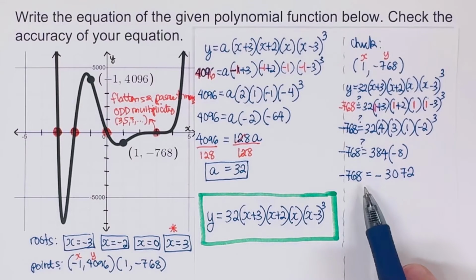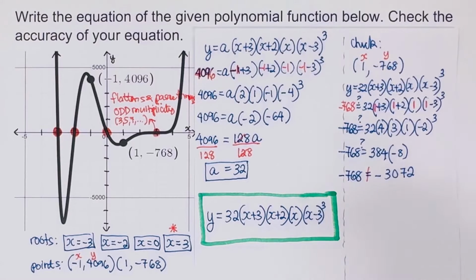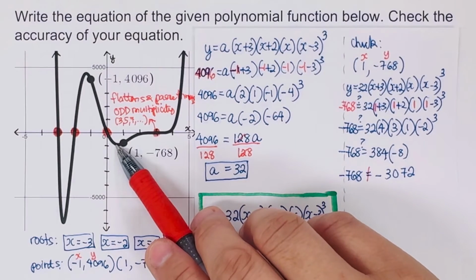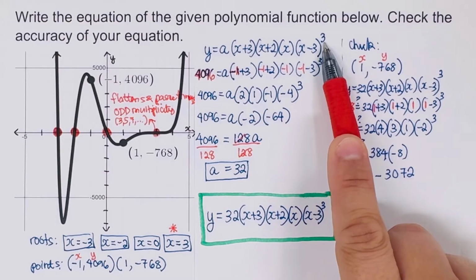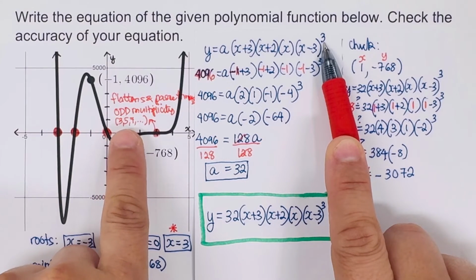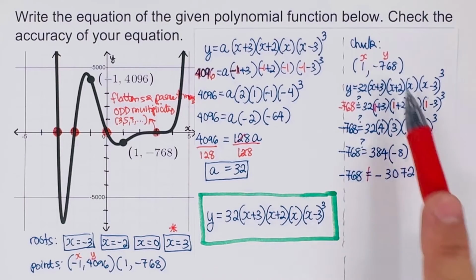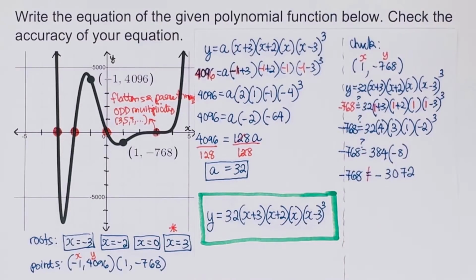If you notice, the left side and the right side of the equation are not equal, because we have -768 and -3072. So this tells us that this equation that we have here doesn't work for this graph. Now, if you notice, we've set up everything right except for this multiplicity. We started with 3. Now let's try 5. So I'm going to do exactly the same thing here, but this time I'm going to change the multiplicity to 5 since 3 doesn't work.